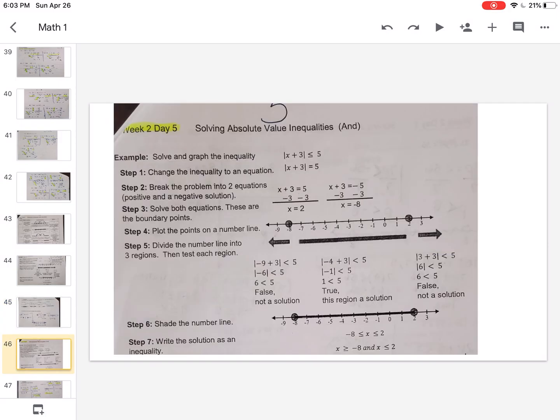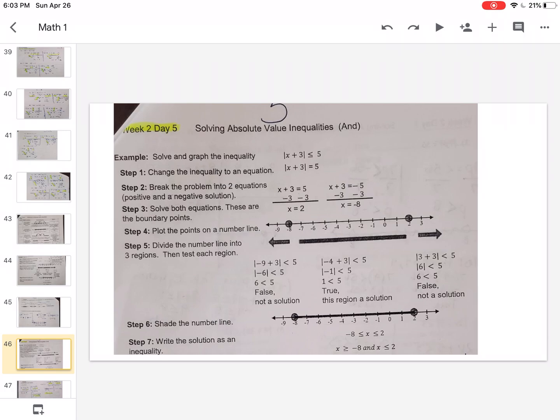Okay, week 2, day 5. Solve and graph the inequality: absolute value of x plus 3 is less than or equal to 5. Change the inequality to an equation, so we make it an equal sign.